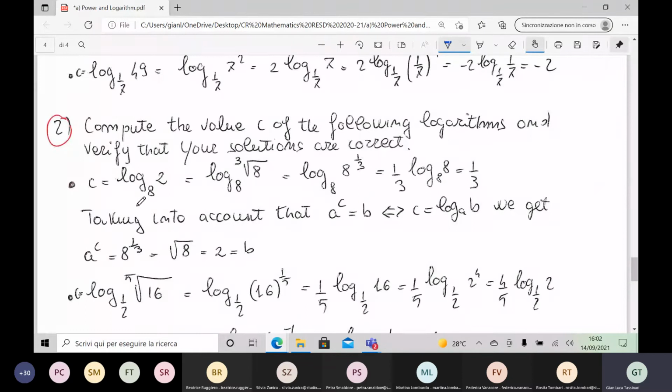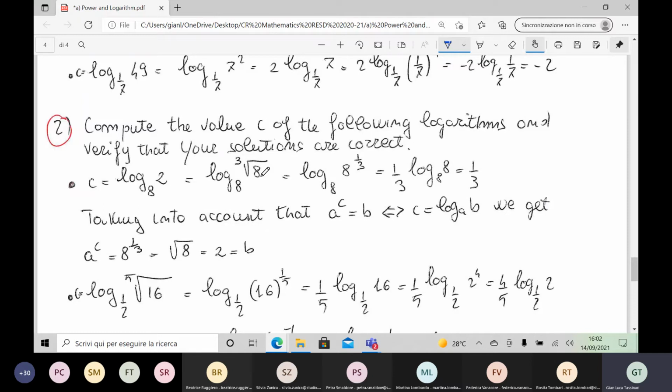So C equal to logarithm with basis 8 of 2. Well, are you able to write 2 as a power of 8? Well, first of all, I know that 2 can be seen as the cubic root of 8. Okay, 2 times 2 times 2 gives you 8.